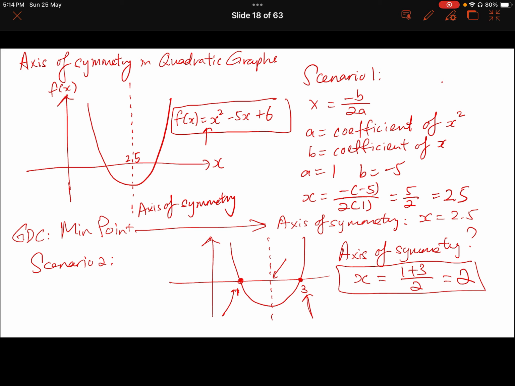So in other words, if you are given the x-intercepts, you could find the axis of symmetry by taking the midpoint of the x-intercepts, and that would give you the axis of symmetry as well. Okay, so you have to judge based on the scenario given how you could find the axis of symmetry, because these scenarios could happen in any question. Hopefully this gives you a rough idea how you could find the axis of symmetry.